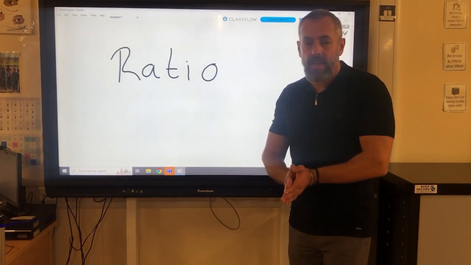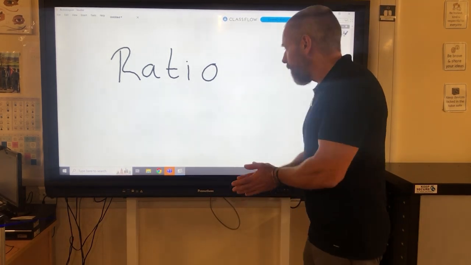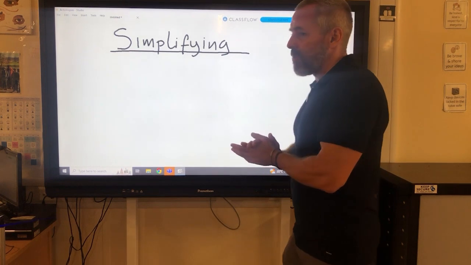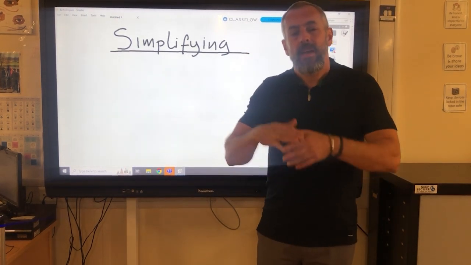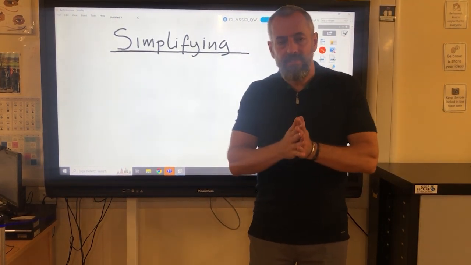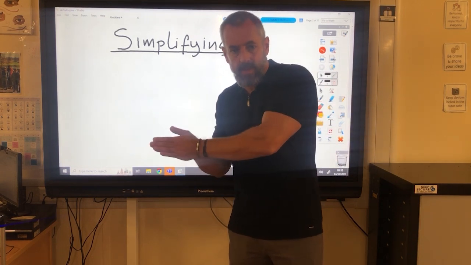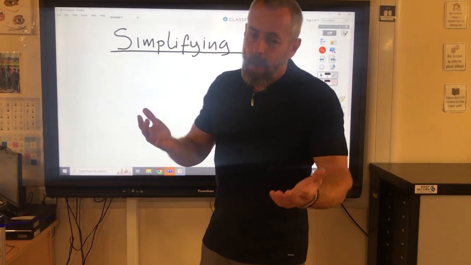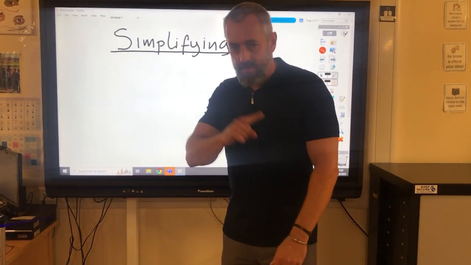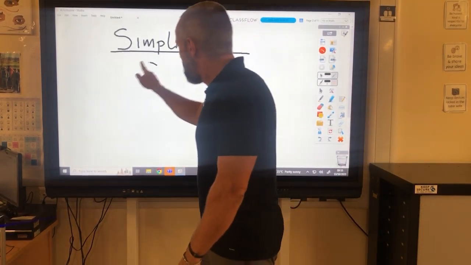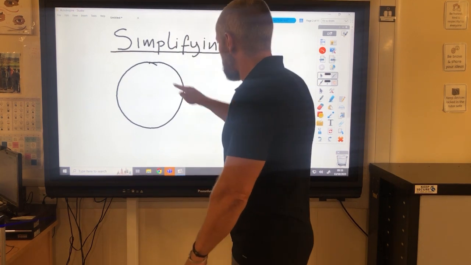We are going to be looking at ratio. Before we do, let's talk a little bit about simplifying. In very, very simple terms, simplifying is saying the same thing but using smaller numbers in a mathematical sense. Apologies to take you back to year 7, but it's important that we understand what we mean by that. Let's go back to our pizzas.